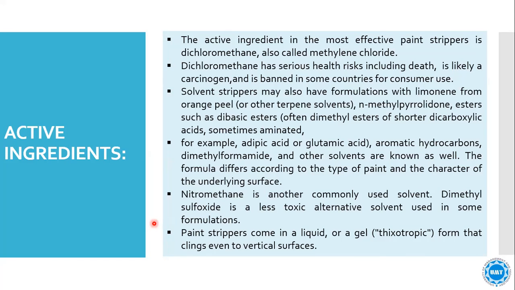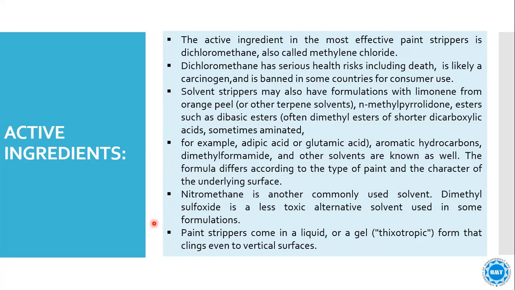Solvent strippers may also have formulations with lemon or orange peel and N-methyl pyrrolidone, esters such as dibasic esters, sometimes ammoniated, for example adipic acid or glutamic acid, aromatic hydrocarbons, formamide, and other solvents are also known. The formulas differ according to the type of paint and the character of the underlying surface. Nitromethane is another commonly used solvent. Dimethyl sulfoxide is a less toxic alternative solvent in some formulations.